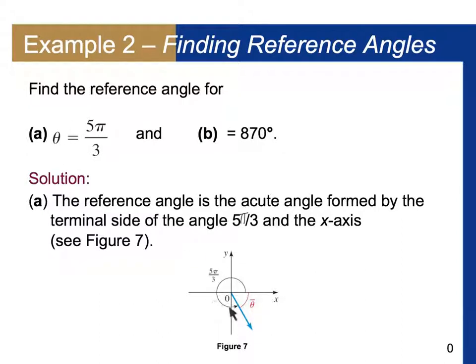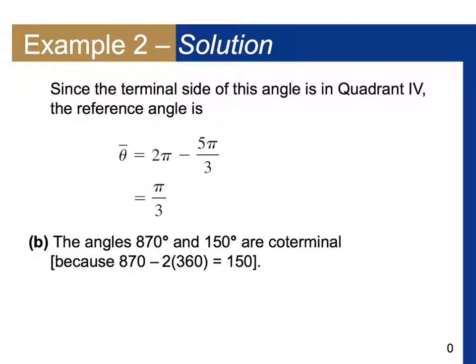So 5 pi over 3 takes us over here, and remember, 6 pi over 3 is a full circle, 2 pi. So we can say that our reference angle is just pi over 3, because another pi over 3 will take us to 6 pi over 3. Okay, so that's our reference angle theta bar for this one. And we can see that our theta bar is 2 pi minus 5 pi over 3, where 6 pi over 3 is the same as 2 pi. Okay, so that's just a way to do that.